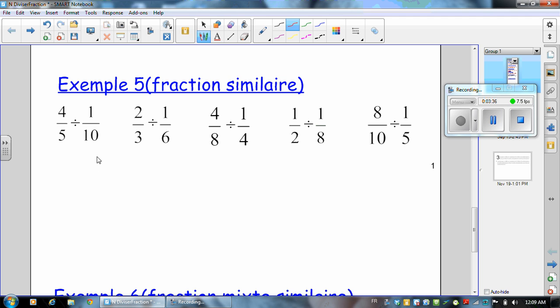Here, dividing similar fractions. So here you'll have to use your equivalencies that we saw in adding and subtracting. So how many tenths in 8/10? There's 8. How many sixths in 4/6? There's 4. How many quarters in 2/4? There's 2 of them. How many eighths in 4/8? There's 4 of them. How many fifths in 4/5? Would be 4. So using equivalent fractions, okay?